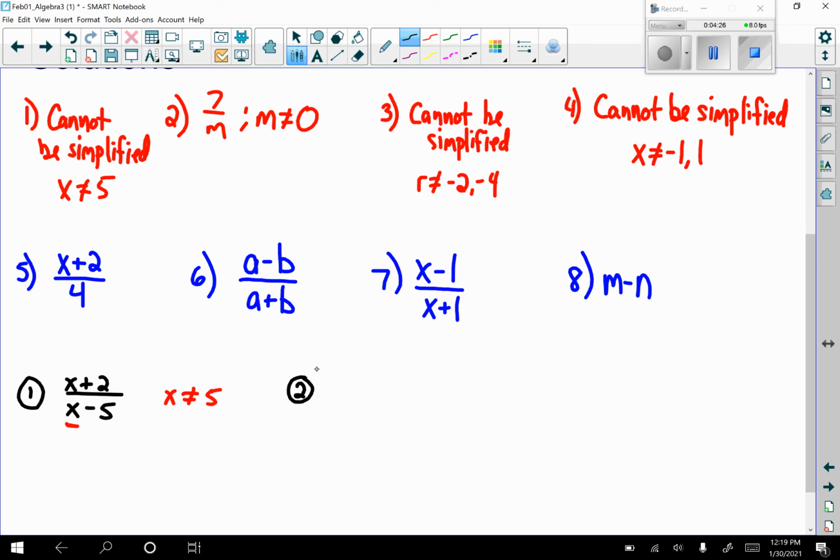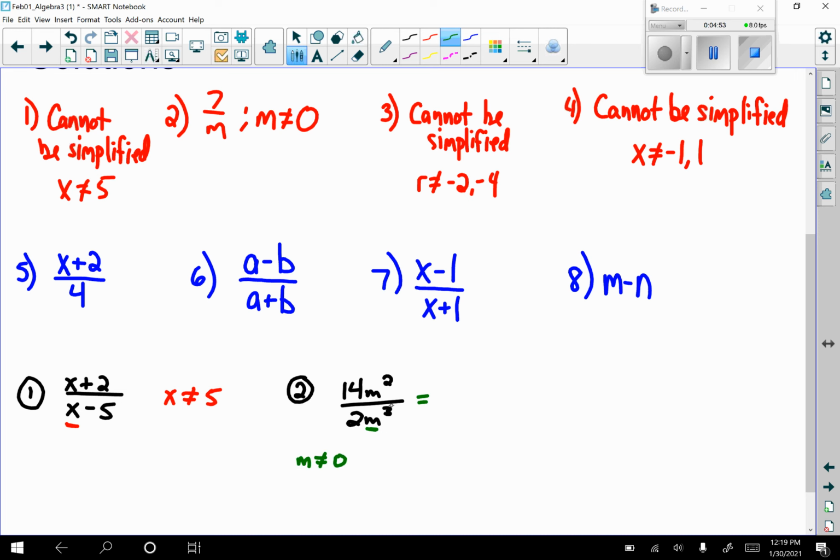All right, for number 2, we have 14m squared over 2m cubed. Now these are both monomials, one term, so there's nothing to factor. So before I cross some things out, because it can be simplified, I want to go ahead and state restrictions. Since we have a monomial in our denominator, the only value this m cannot be is 0. So I'm going to write here m cannot be 0. And then we simplify this.